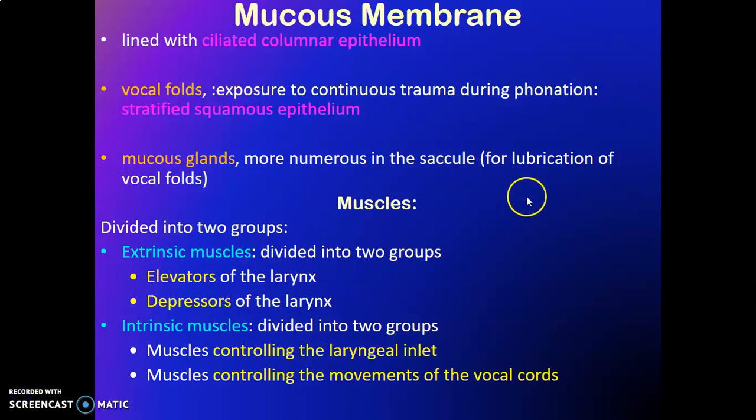phonation. Now, there is the presence of mucus glands in the mucous membrane of the larynx, and obviously they produce mucus that helps to lubricate the vocal cords as they move during phonation.